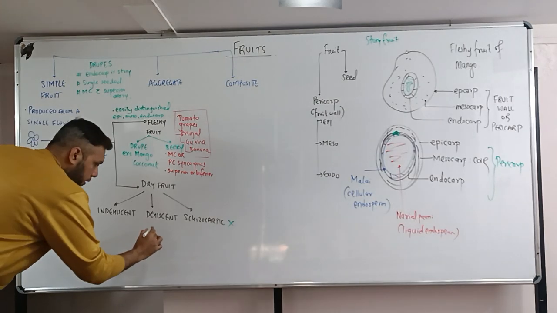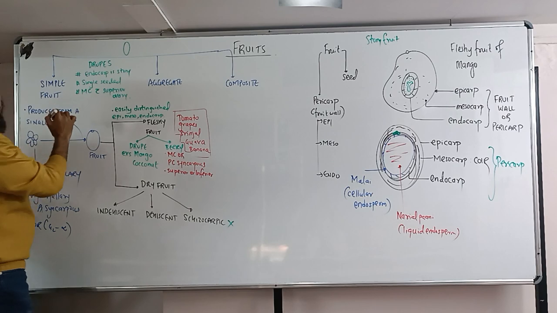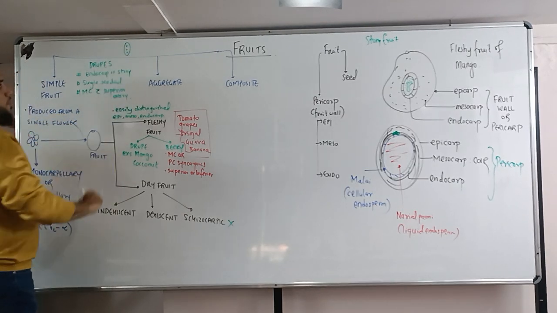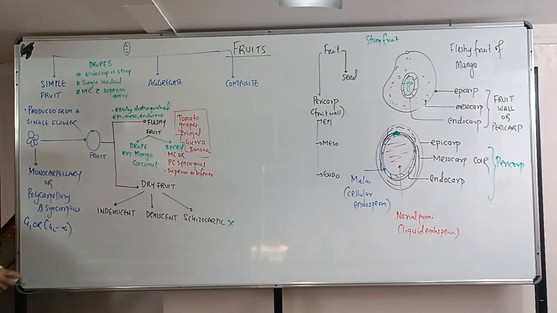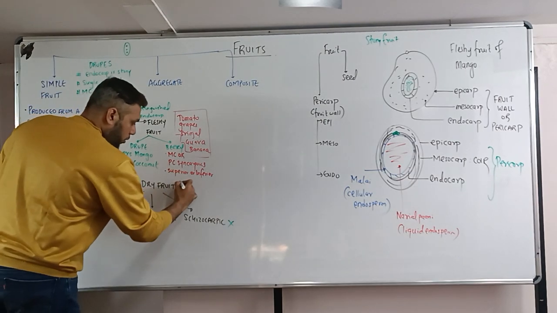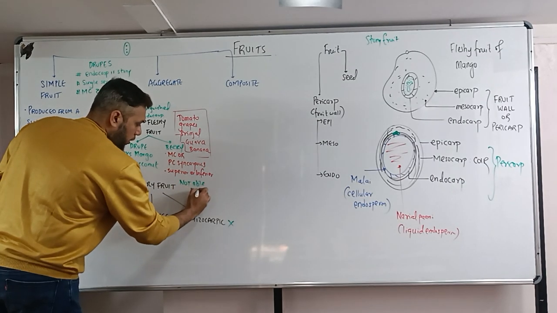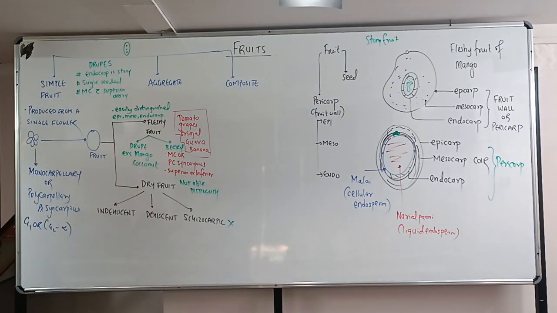So look here. I'll draw it here. This is the fruit wall. And these are seeds. Sir, why are you calling it a dry fruit? Because I'm not able to distinguish between epicarp, mesocarp and endocarp.